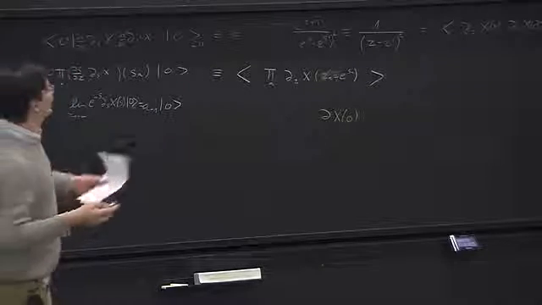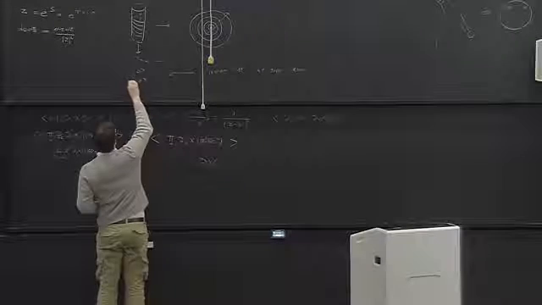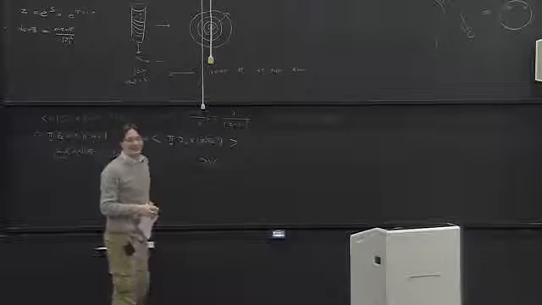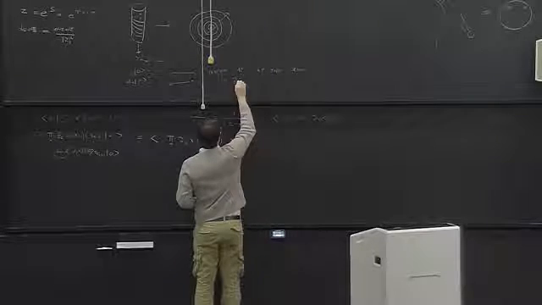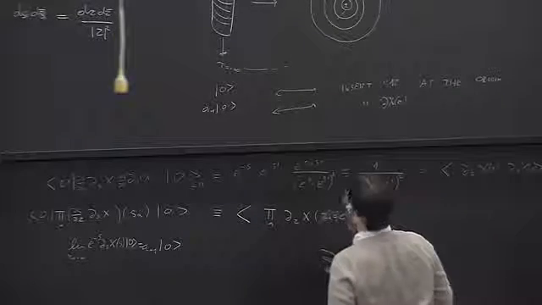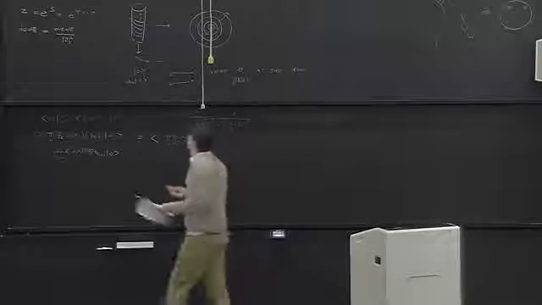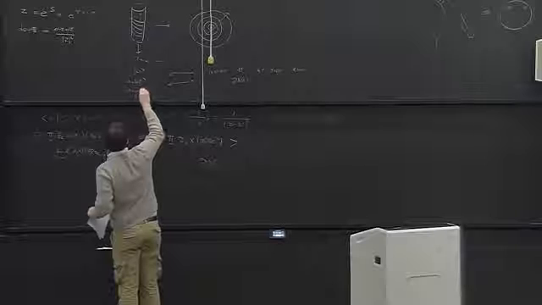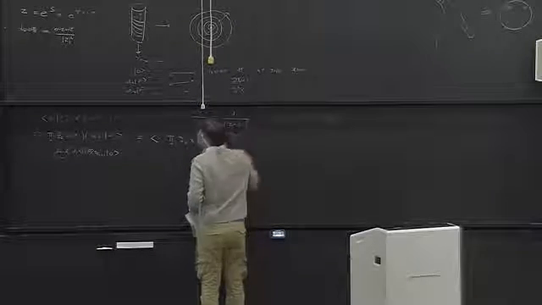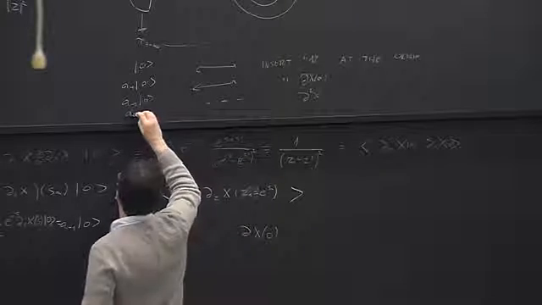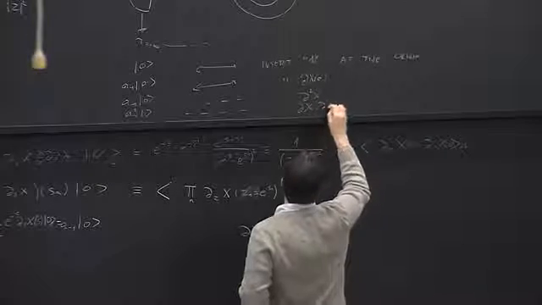So we'll learn another piece of the dictionary. If I want to put a_{-1} in the past, it is the same as inserting ∂X at the origin. We can keep going. a_{-2} is going to be the same as ∂²X. I don't know. a_{-1} squared is going to be the same as ∂X ∂X.